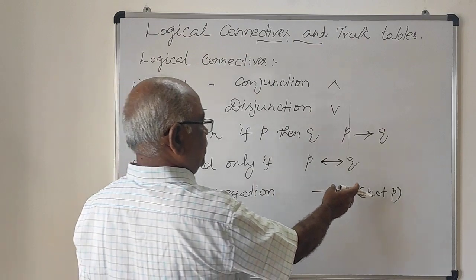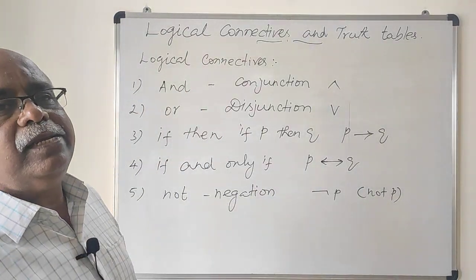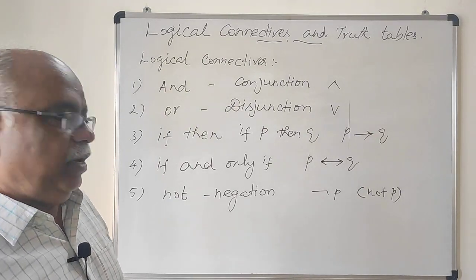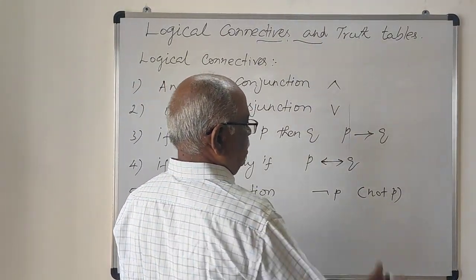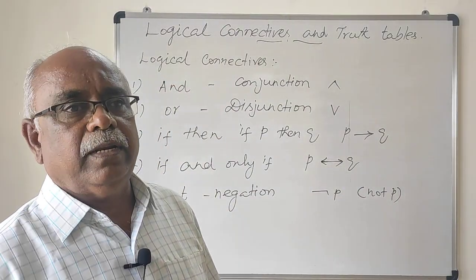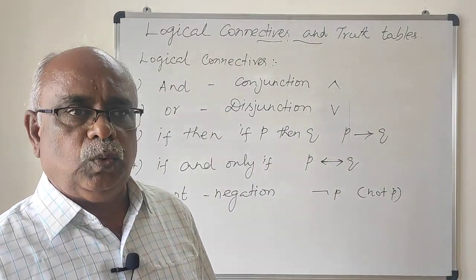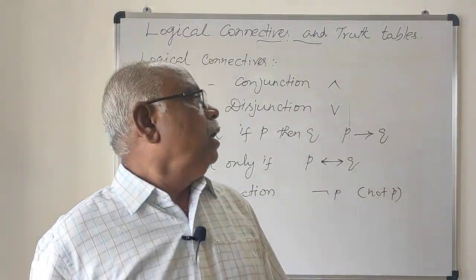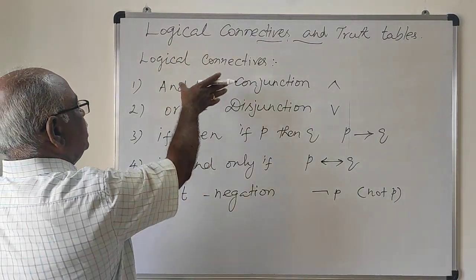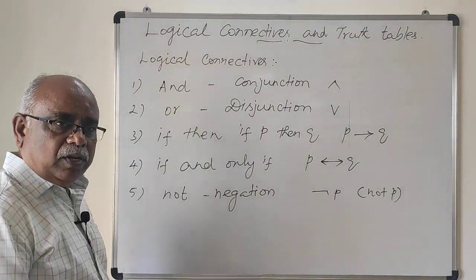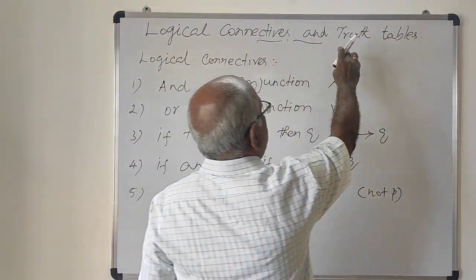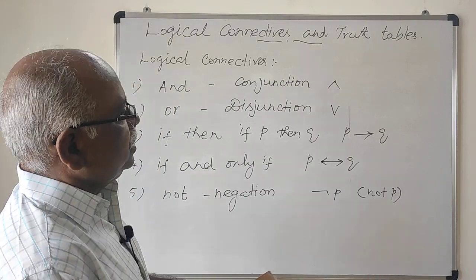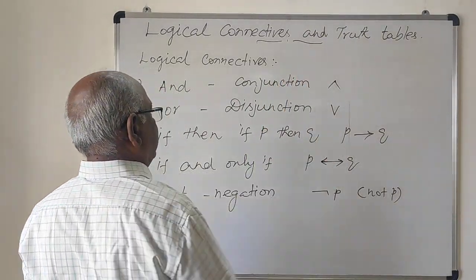So if P is one statement, say Delhi is the capital of India, then negation P is Delhi is not the capital of India. The truth value of the statement may be false or true, it is immaterial. Negation means just the opposite of the given statement. And using these logical connectives, I am going to construct truth tables. First, I am going to construct a truth table for conjunction.